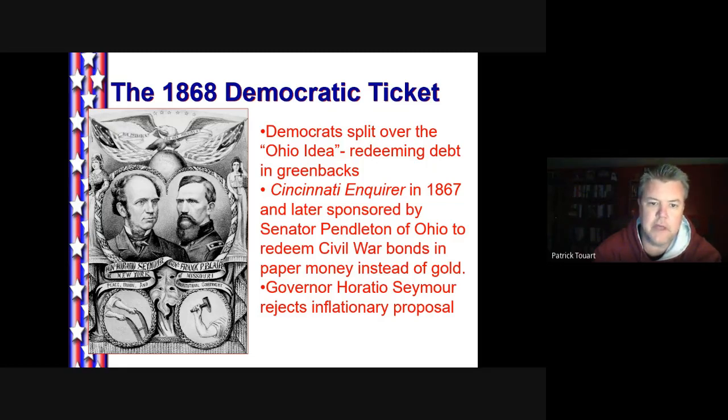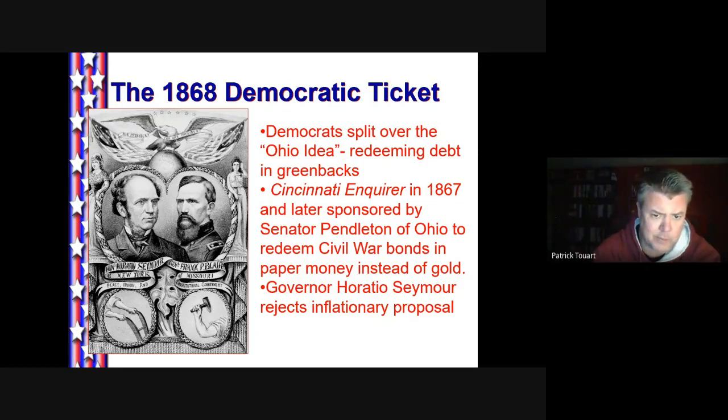But the Democrats had a very hard time nominating a candidate. It's pretty clear that they're going to have to nominate a Northerner, since many of the Southern Democratic leadership had been disenfranchised as a result of the 14th Amendment. And so ultimately, as a compromise candidate, not really a dark horse, he was the chairman of the Democratic Party convention. He didn't want to be nominated, but he was the compromise candidate that was ultimately arrived at in the form of Governor Horatio Seymour.